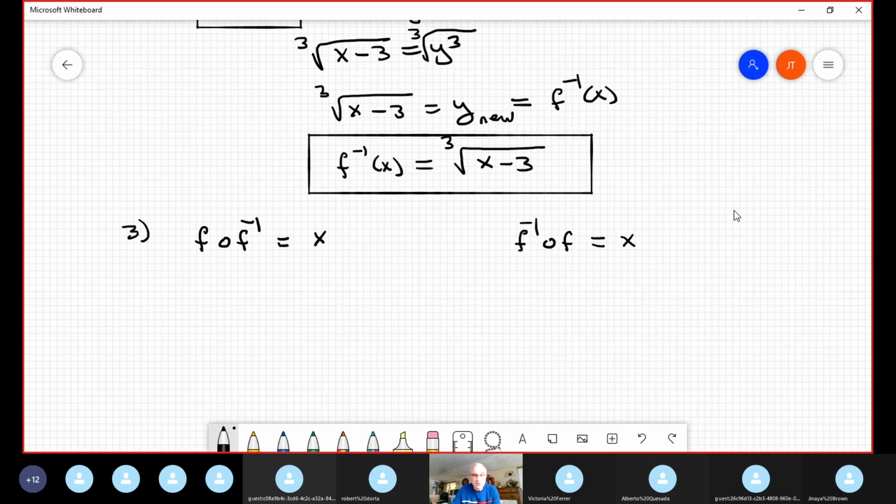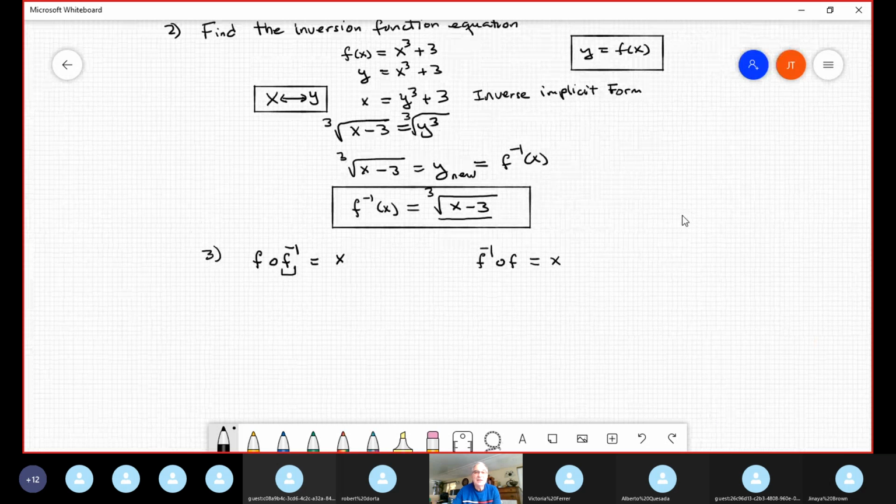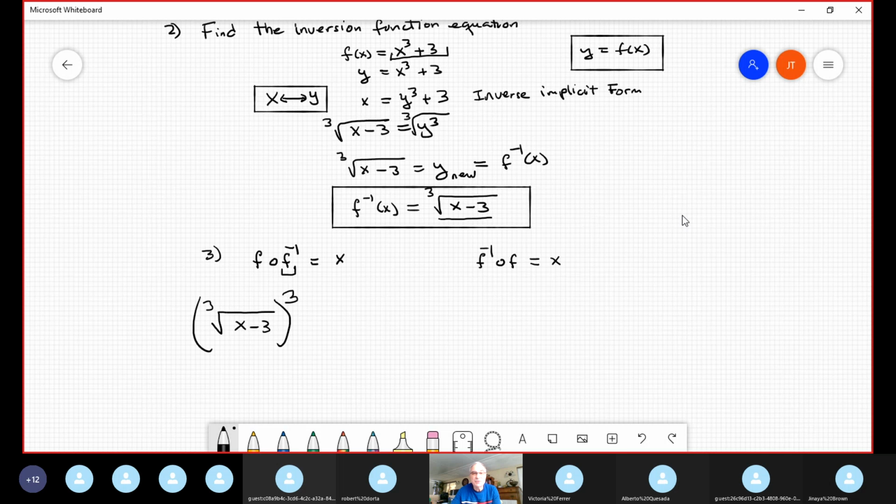Okay, let's do it in this order. And this order is f composition f inverse. The first function is this, complete inside the f. How are you doing this? Well, you replace, instead of x here, you copy the cubic root of x minus 3, cubed. So you replace x here by the entire inverse, plus 3.